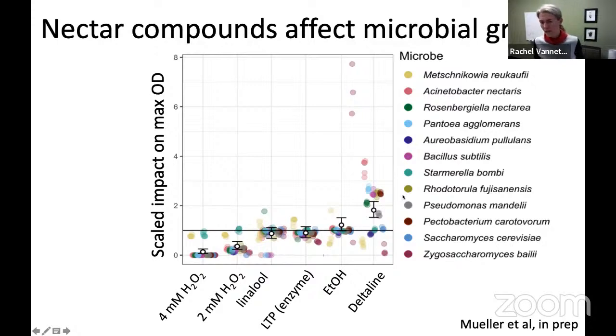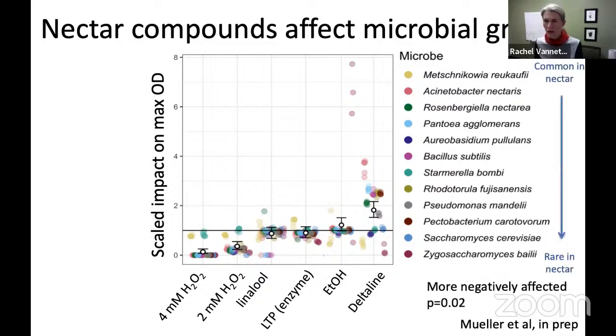Interestingly, we found no significant difference in the effect of any of these compounds on yeasts or fungi versus bacteria. However, we also included microbes that were frequently isolated from nectar and less frequently isolated from nectar. And we found that those that were rare in nectar were more negatively affected by these antimicrobial compounds. To some extent, not a huge extent, but it does suggest that these microbes that we frequently find in nectar are somewhat adapted to these chemicals.